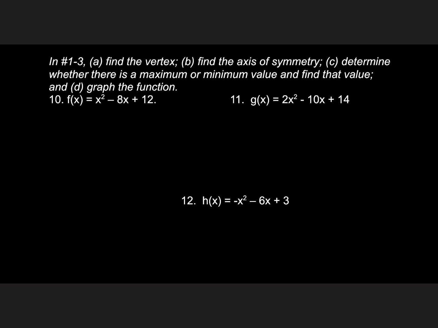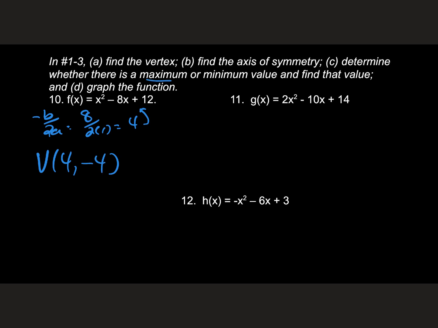Find the vertex, we did negative b over 2a all the time. So I would go positive 8 over 2 times 1. That's going to be 4. So my vertex is going to be 4 something. And the way we find that out, we take the 4 and plug it in. 16 minus 32, negative 16 plus. I'm getting negative 4 there.